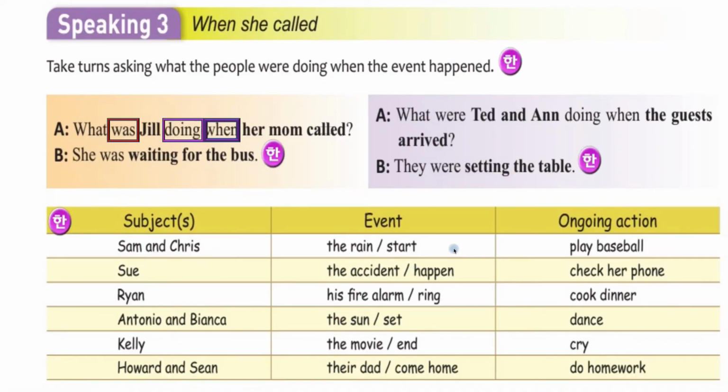Alright, but the main point here is we are combining the event with the ongoing action because they happen at the same time. And we use when to make the sentence longer. The rain started, they were playing baseball. But here, we want it to happen at the same time.